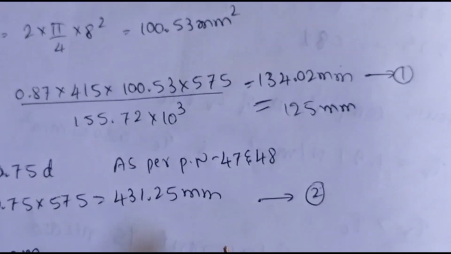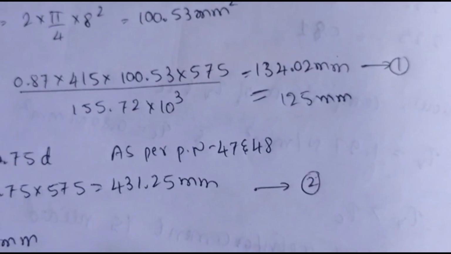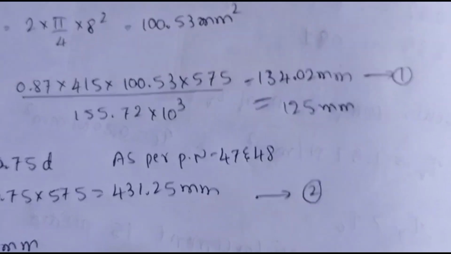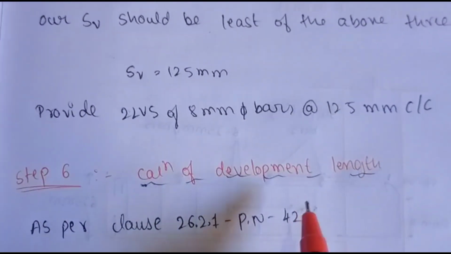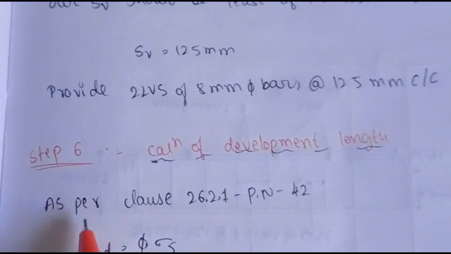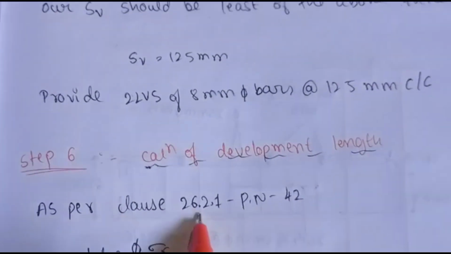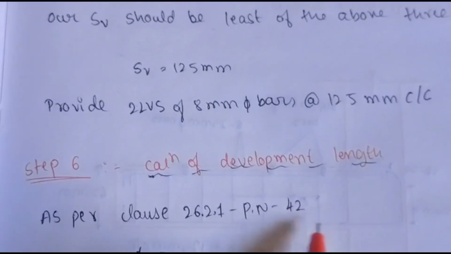So after this we'll go for the calculation of development length. In a cantilever beam we have to provide the development length. For that we need to refer as per clause 26.2.1, page number 42, what it says.